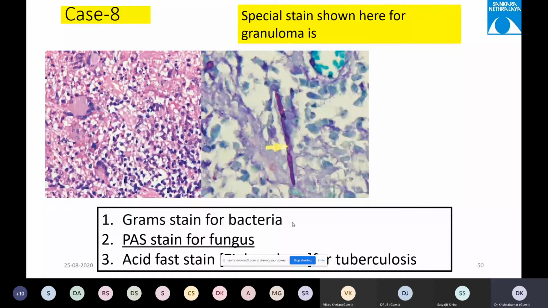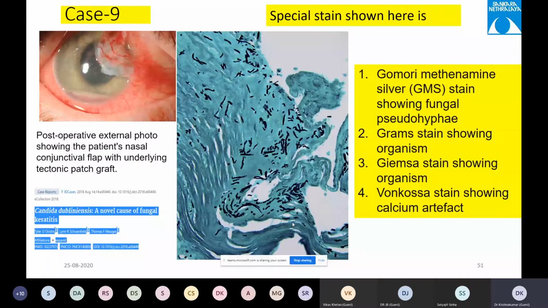What is this? This is a patient having a corneal flap, conjunctival flap, which got infected. And some special stain has been done. You find a green background and you find multiple black structures. What is this stain? Is it a GMS stain for fungus, or a gram stain, or a Giemsa stain, or a von Kossa stain showing calcium artifact? The correct answer is GMS stain.